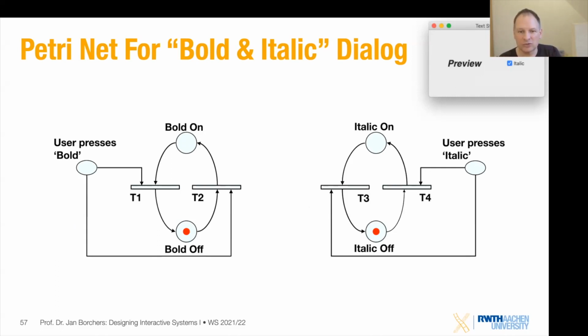Where are all our tokens right now? At this very moment, the two tokens are in the bottom state. So this would describe our dialog to be bold is off and italics is off.